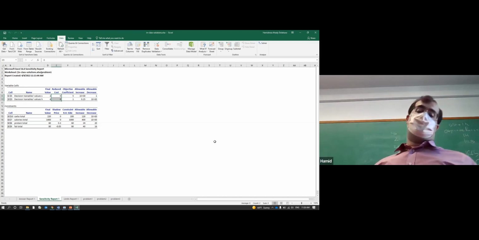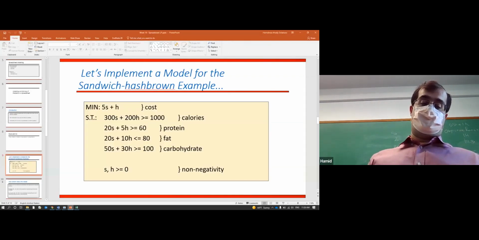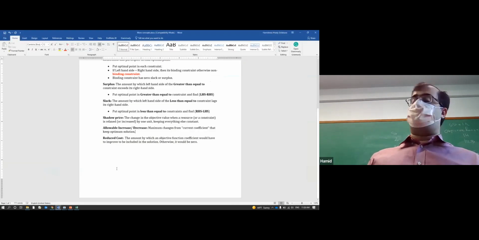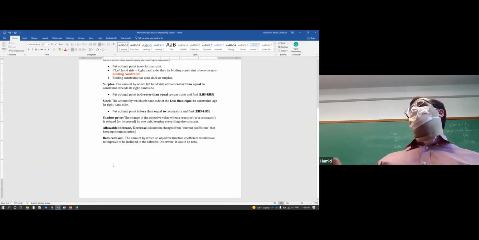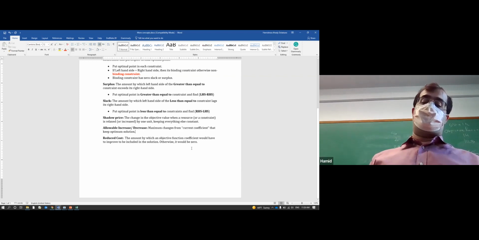So in other examples, you would see some decision variables whose value is zero. So that one makes more sense.